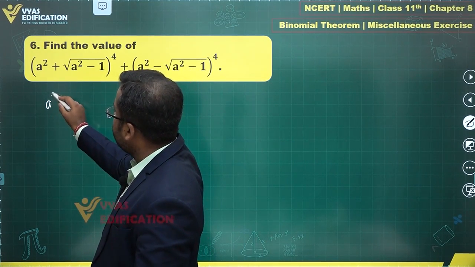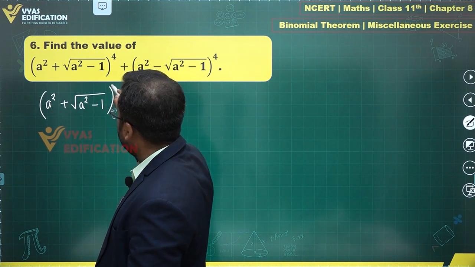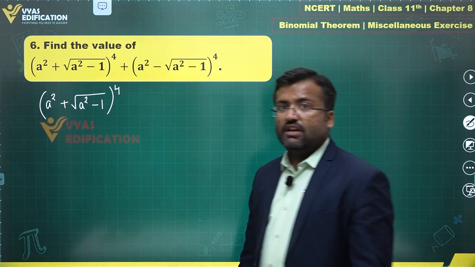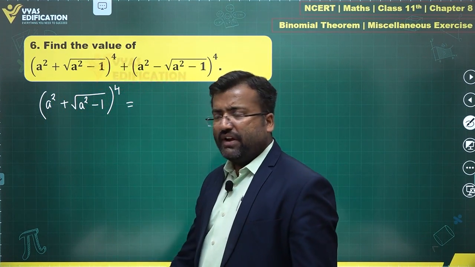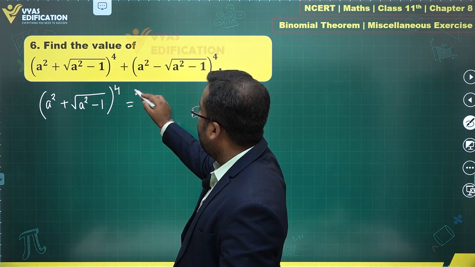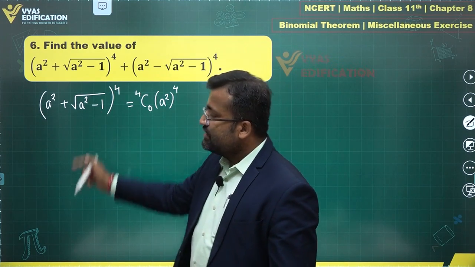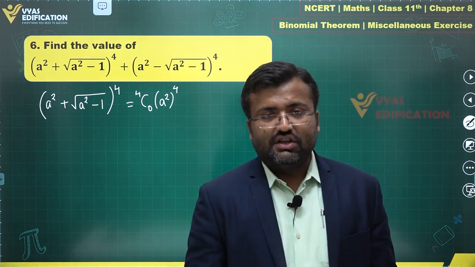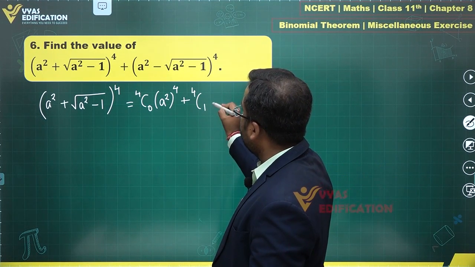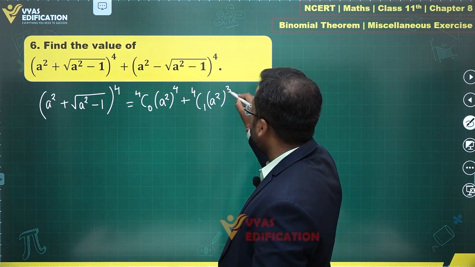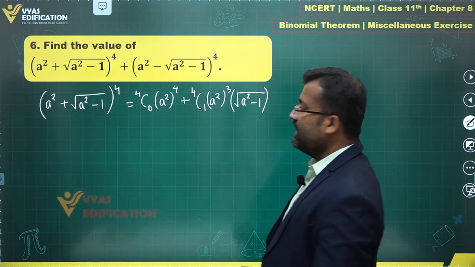So the first thing that we have is a square plus square root of a square minus 1 whole power 4. Okay, you have a binomial expansion. Yes, there will be 5 terms in this, since the power is 4. Let's write the terms one by one. 4c0 a square power 4 is what I'll get, square root of a square minus 1 power 0 will be 1. The next term will be 4c1 a square power 3 under root of a square minus 1, power 1.